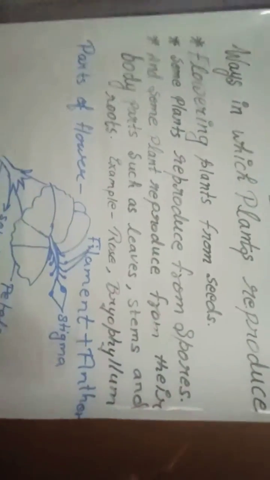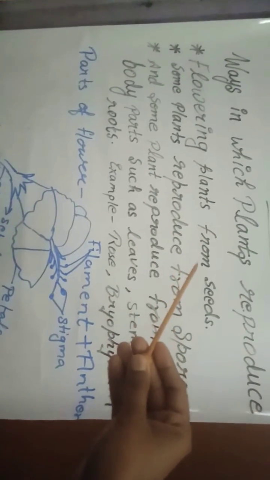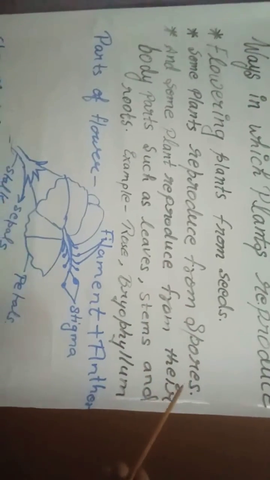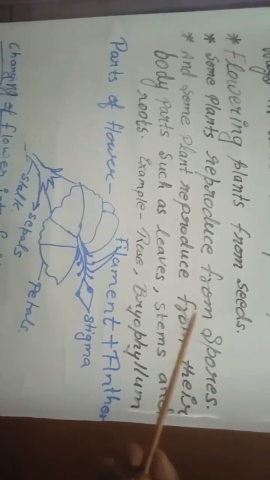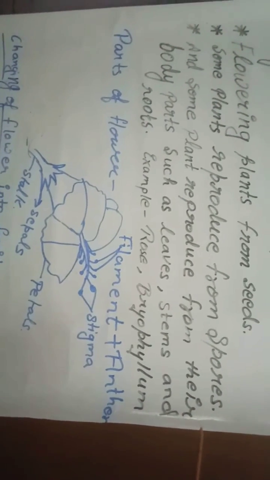There are three ways in which plants reproduce. What are they? Flowering plants reproduce from seed. Some plants reproduce from their spores. Just now I gave you the example of mold and mushroom. They reproduce from their spores because they are non-flowering plants.